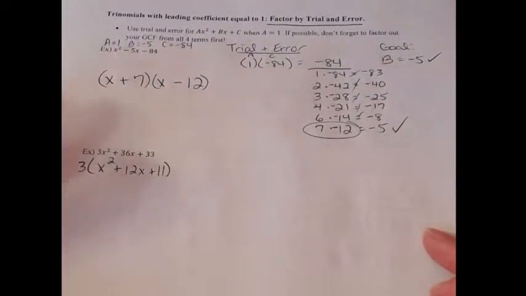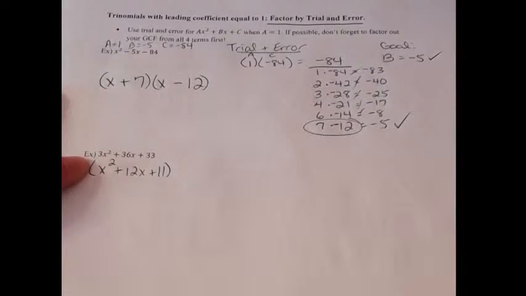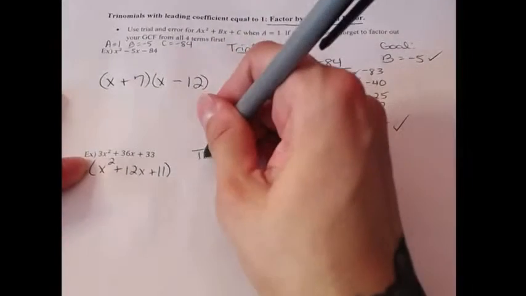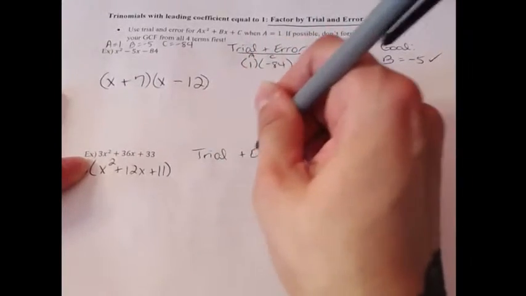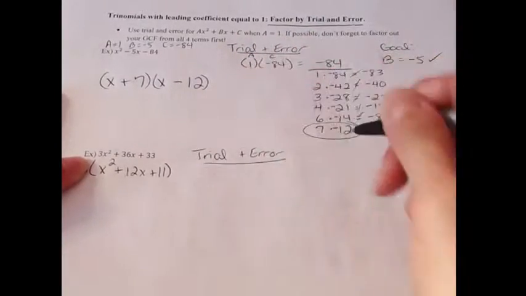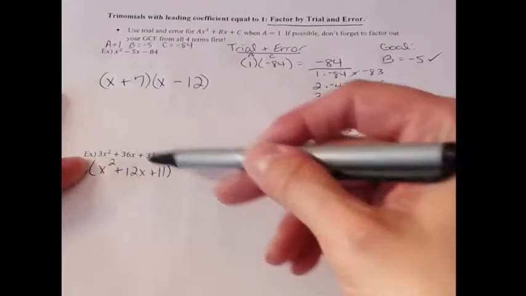So I'm going to go ahead and cover up the 3, just like I have before. Nothing changes. Notice I have a trinomial, and notice my leading coefficient is a 1. So this signifies trial and error time. Okay? So trial and error time, I go through the same process, A times C.